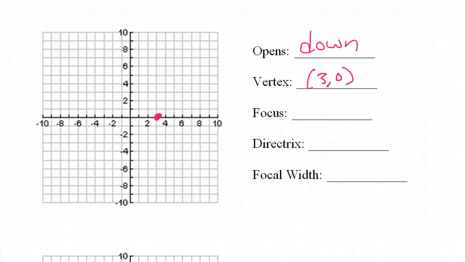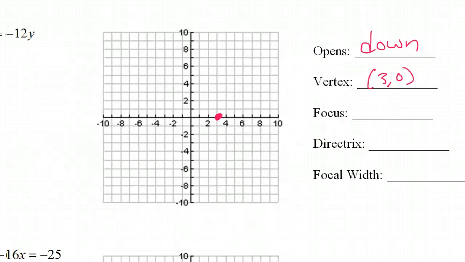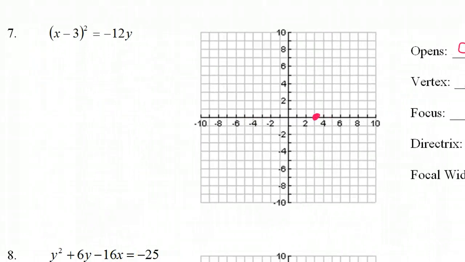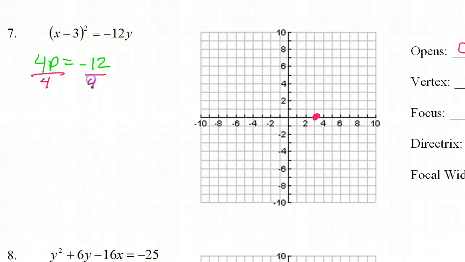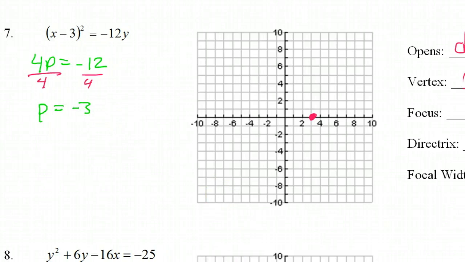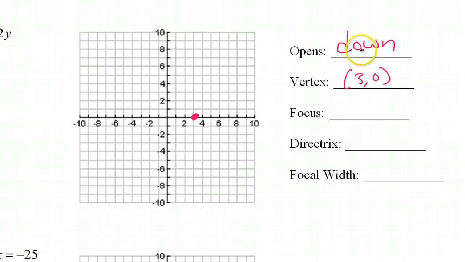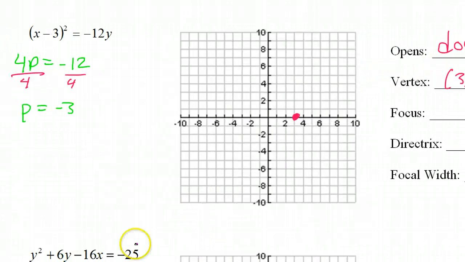Now the focus. We can find that if we have the p value, so let's go ahead and do that. We know that 4p is going to equal this number in the front here. So 4p is equal to negative 12. Dividing both sides by 4, we see that p is equal to negative 3. Now, we knew that the parabola would open down, so the focus will be down 3. That's what the p tells us. So from the vertex, we will go down 3. So 1, 2, 3. So here's our focus right there. That is the point 3 comma negative 3.